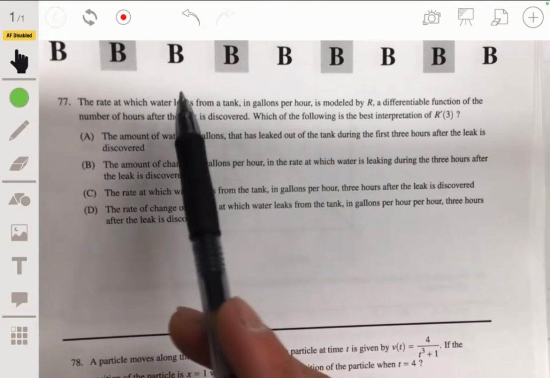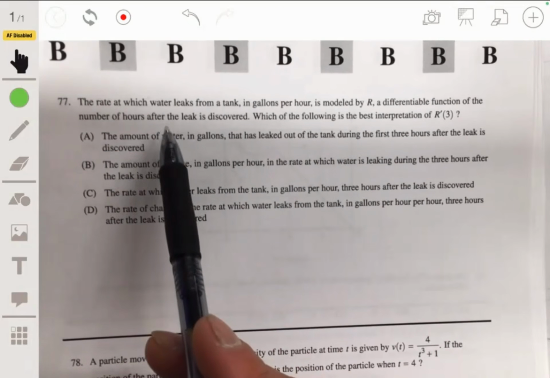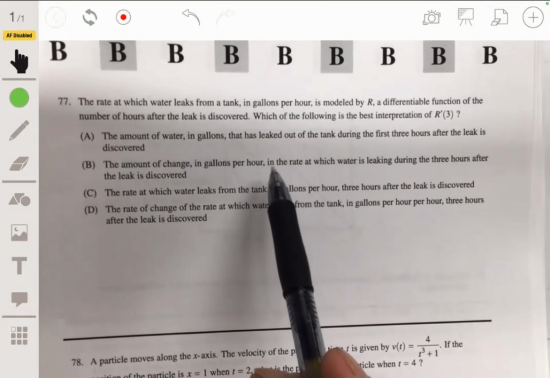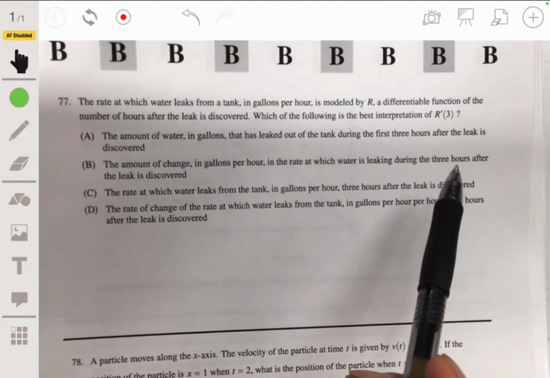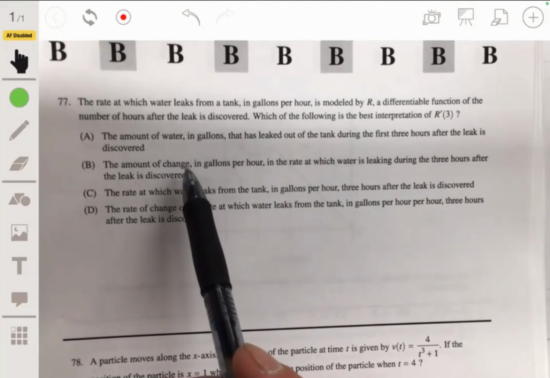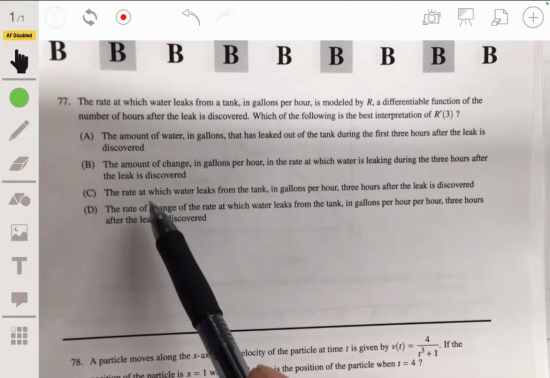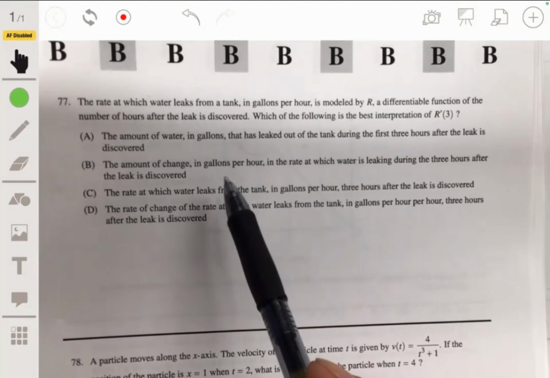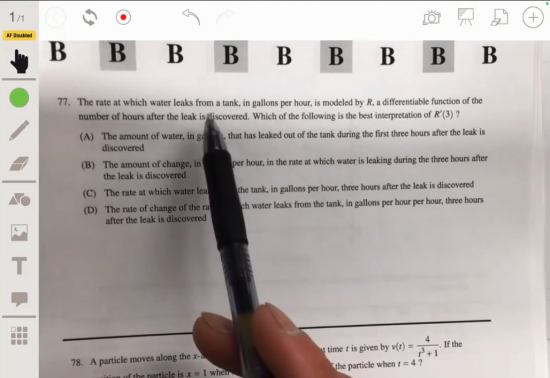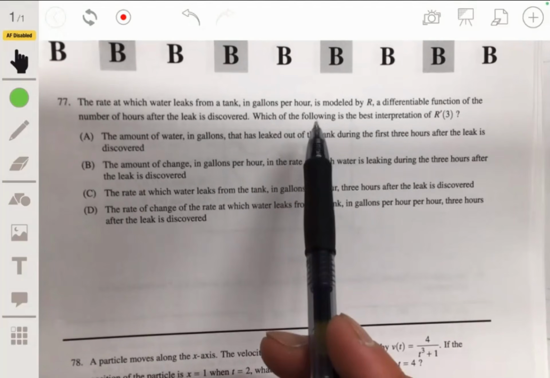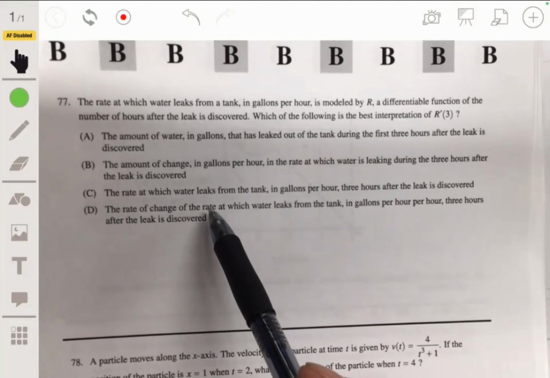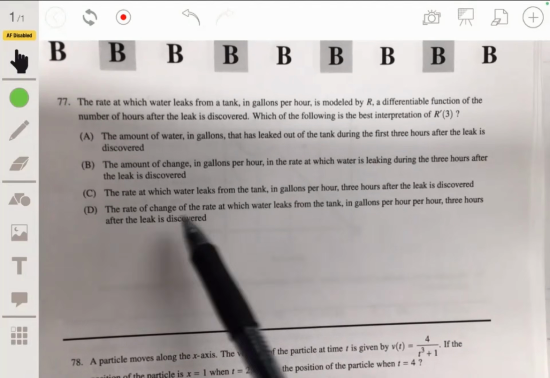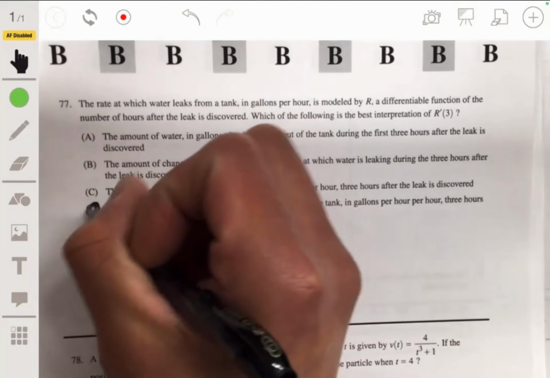So the amount of water in gallons is not going to be this. Now we're not talking about amount of water, we're still talking about rate. The amount of change in gallons per hour in which the rate is leaking during 3 hours after. This is a funny answer, but it's not going to be B. The rate at which water leaks from the tank in gallons per hour, 3 hours into the tank. No, that's what R is. R is already telling you that. The rate of change of the rate at which water leaks from the tank in gallons per hour 3 hours after the leak is discovered. So it's going to be D.